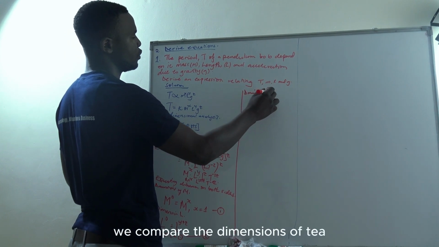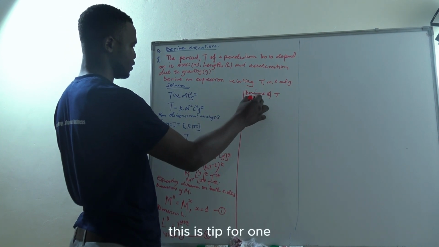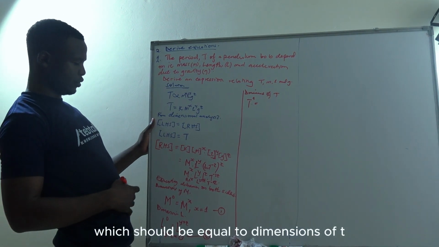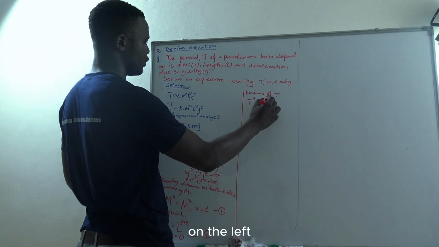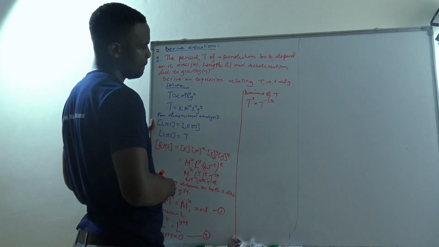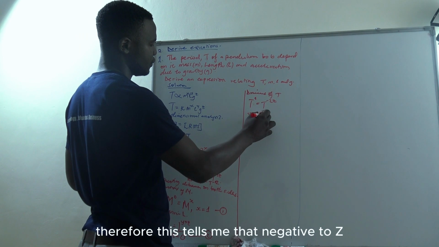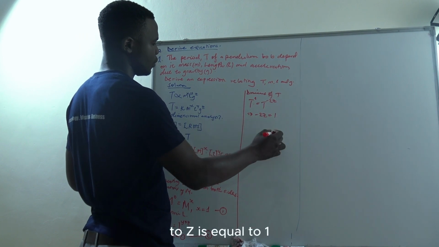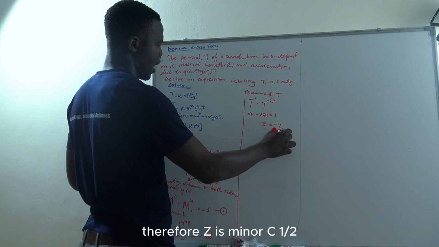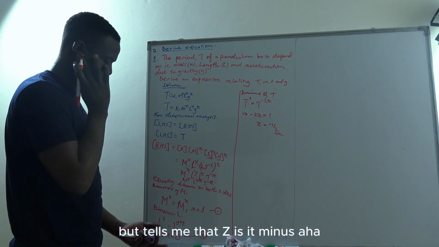Then we compare the dimensions of T. On the left-hand side, this is T to the power 1, which should be equal to the dimensions of T on the right-hand side, which was T to the power negative 2z. Therefore, negative 2z is equal to 1. Therefore, z is minus a half.